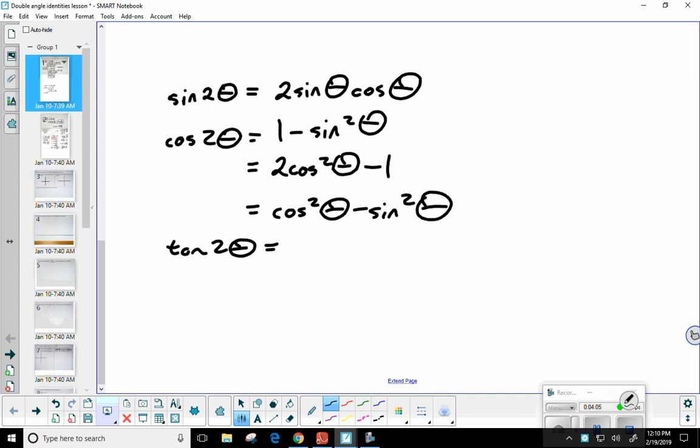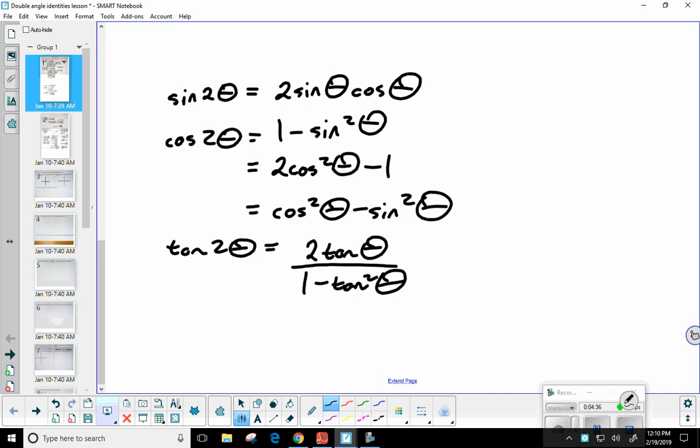All right, let me get my notes ready here. And then tangent of 2 theta, just like the sum or difference, it also goes fractional, but what was the formula? What was up top in the numerator? 2 tangent of theta. So 2 tangent of theta over 1 minus tangent squared of theta. Yes, that is absolutely right.